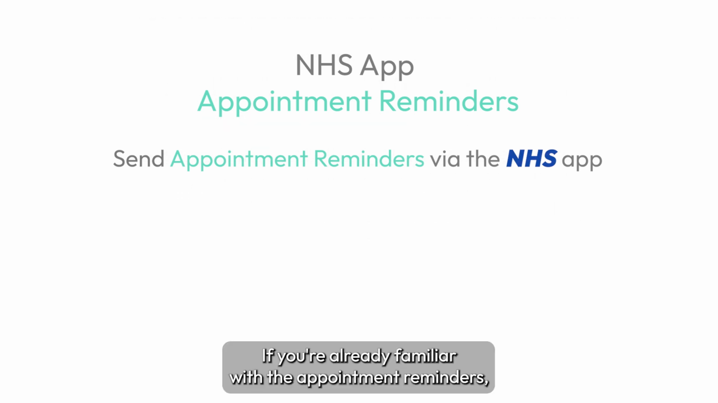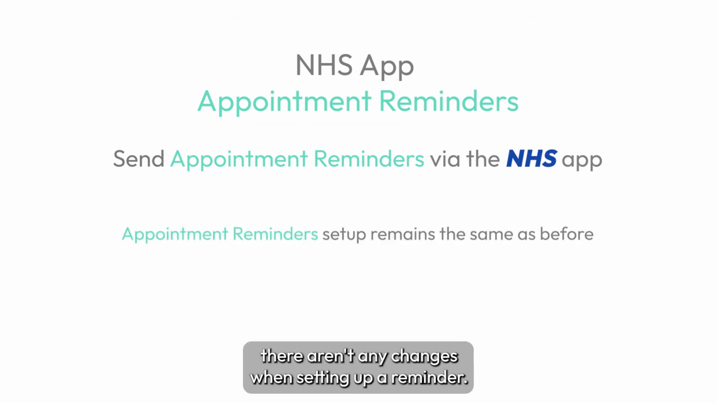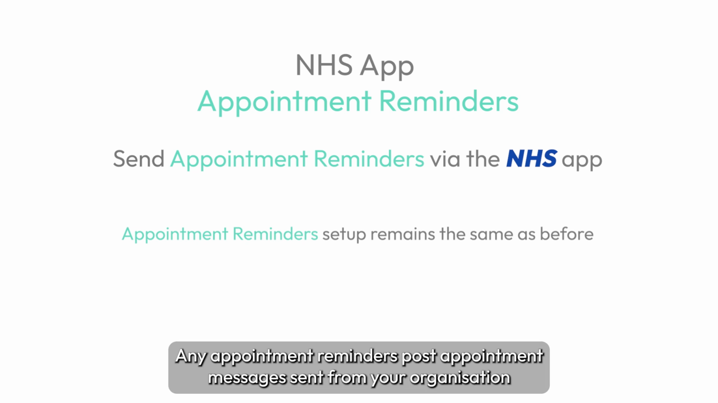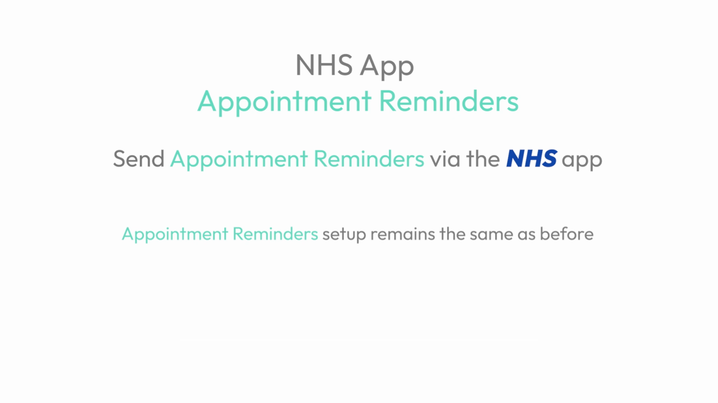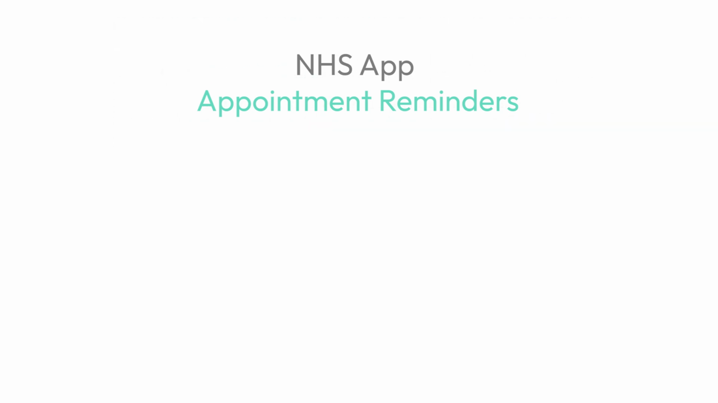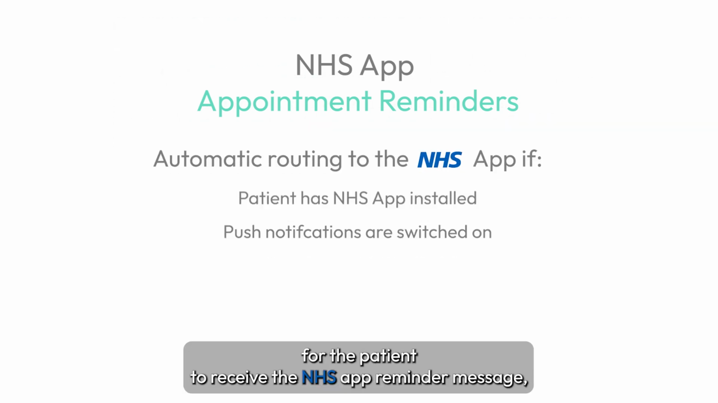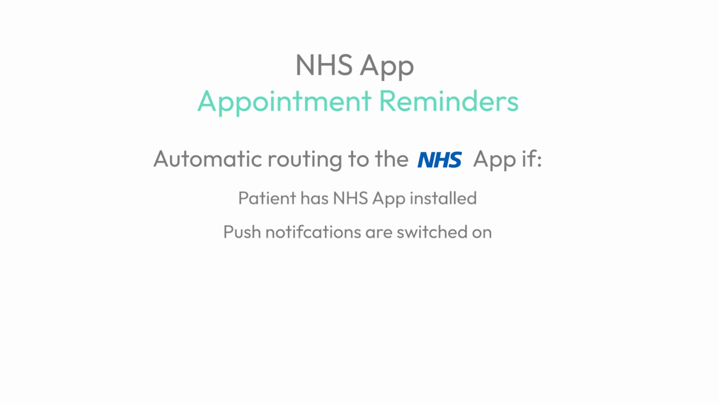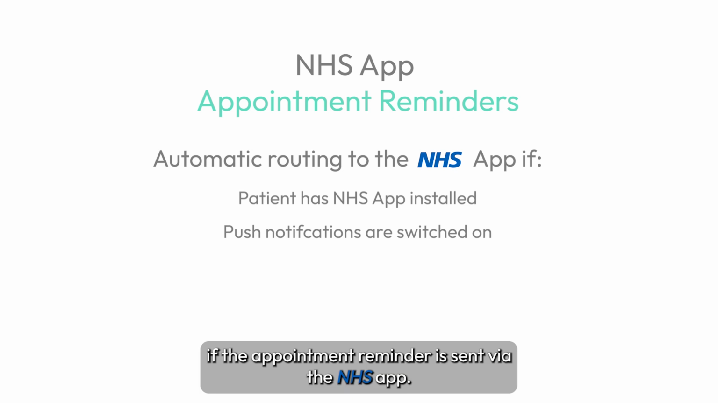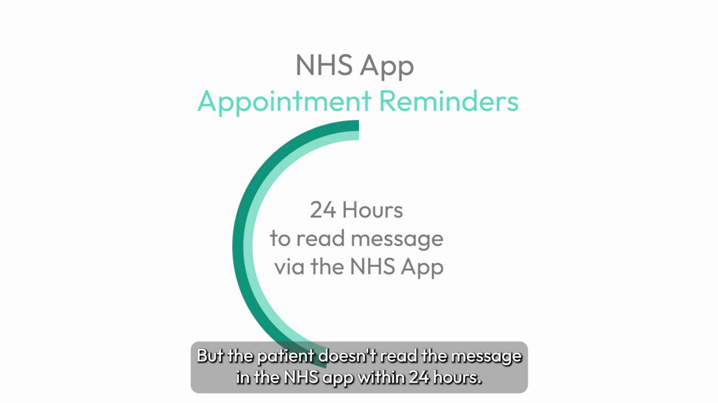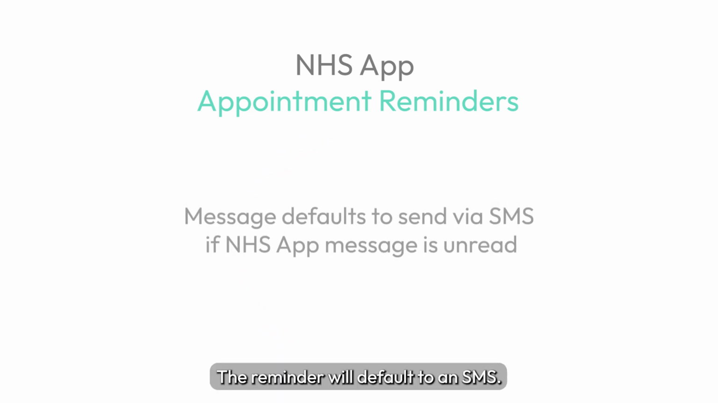If you're already familiar with appointment reminders, there aren't any changes when setting up a reminder. Any appointment reminders and post-appointment messages sent from your organisation will be automatically sent to the patient's NHS App. For the patient to receive the NHS App reminder message, the patient will need the NHS App installed with notifications switched on. If the appointment reminder is sent via the NHS App, but the patient doesn't read the message in the NHS App within 24 hours, the reminder will default to an SMS.